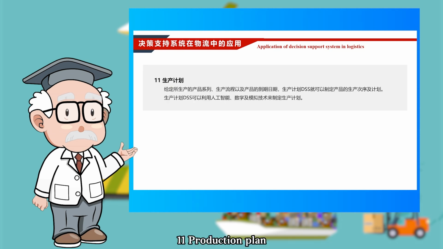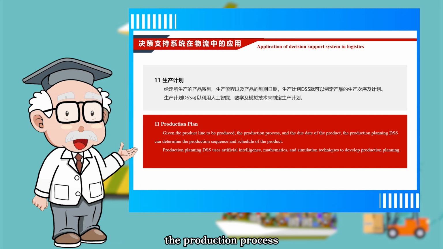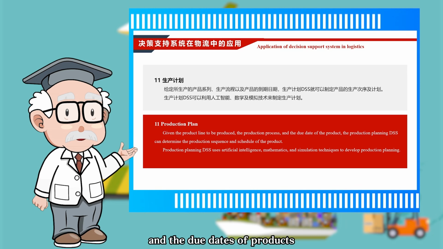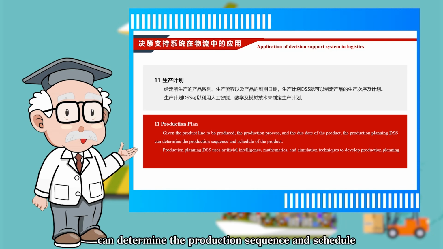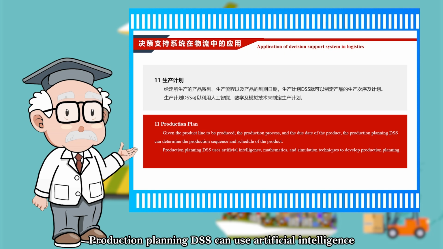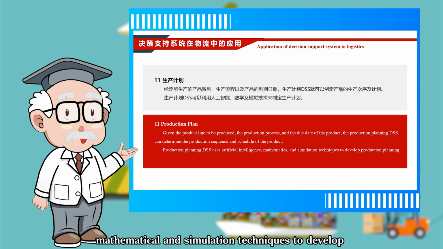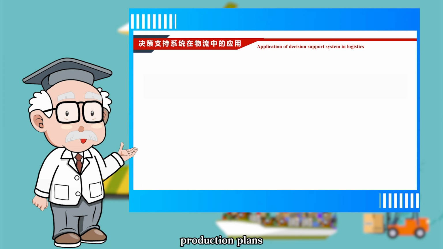11. Production plan. Given the product series to be produced, the production process, and the due dates of products, the production planning DSS can determine the production sequence and schedule. Production planning DSS can use artificial intelligence, mathematical and simulation techniques to develop production plans.